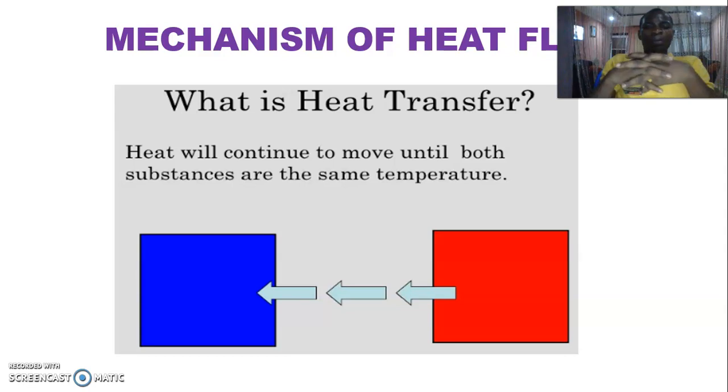We are seeing two boxes. One is coated red and the other coated blue. The red box is at a higher temperature, while the blue box is at a lower temperature. You should understand that heat flows from a region of higher temperature to a region of lower temperature until the two bodies have equal temperature, which we call equal thermal level. At that point in time there is no net heat flow. Now let's continue.